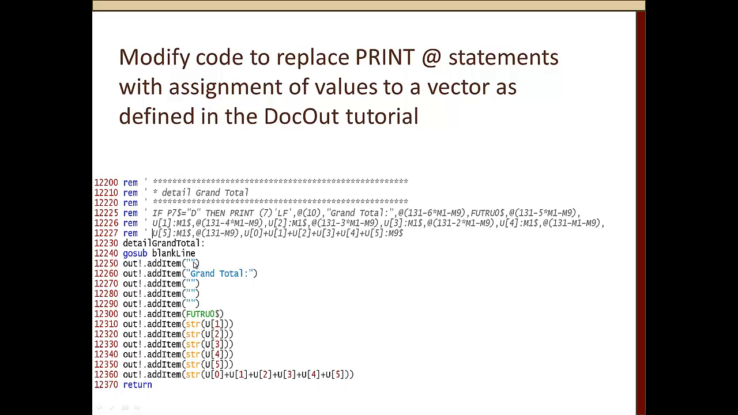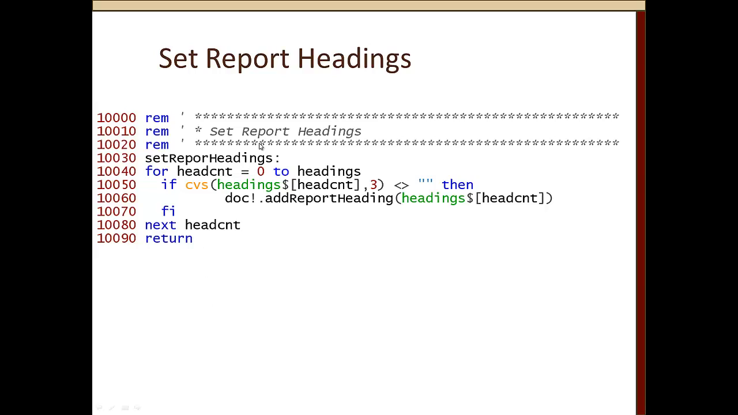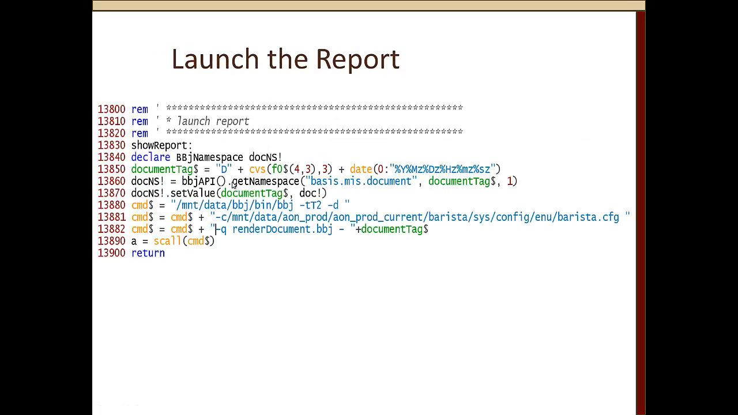Obviously these nulls are for columns that don't have any values, but you'll see very simple types of matching and nothing particularly difficult. So as I said earlier, not a lot of effort required and pretty straightforward to retrofit some existing code, replacing your print at statements with populating values in vector. And then we also have the report headings that we would have set early on, and then launching the report. In our particular case, we've utilized the ability to populate these values to a namespace, and then we're doing an scall of the render document.bbj.